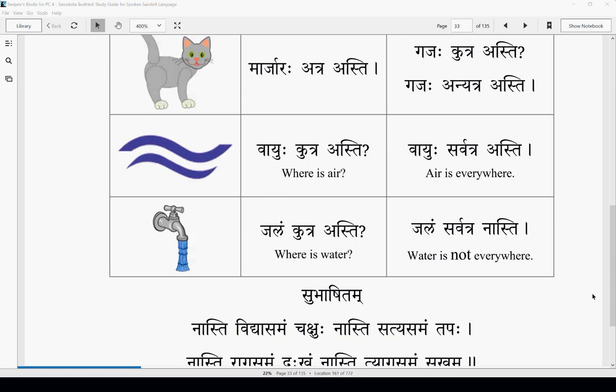Similarly, here, jalam sarvatra na asti. Here it is written water is not everywhere. But basically, it could also be said that water is not anywhere. What is the word for anywhere in Sanskrit?